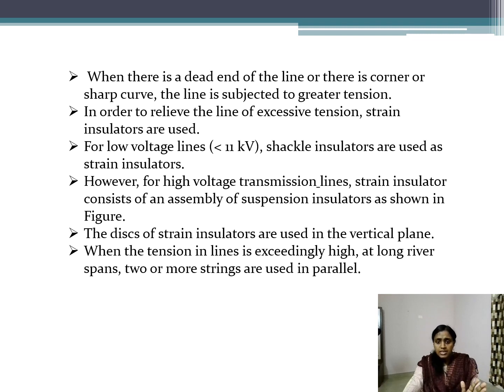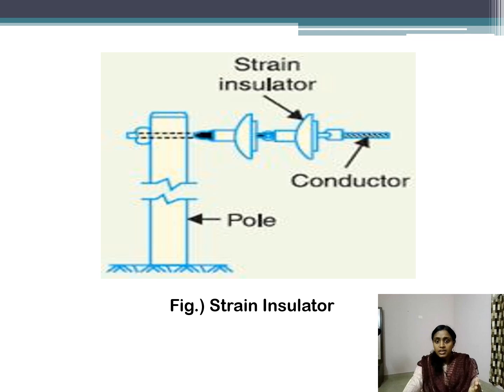For low voltage lines, that is less than 11 kV, shackle insulators are used as strain insulators. However, for high voltage transmission lines, strain insulators consist of an assembly of suspension insulators as shown in the figure. The discs of strain insulators are used in the vertical plane. When the tension in line is exceedingly high at a long river span, two or more strings are used in parallel. So, this is the schematic diagram of strain insulator.